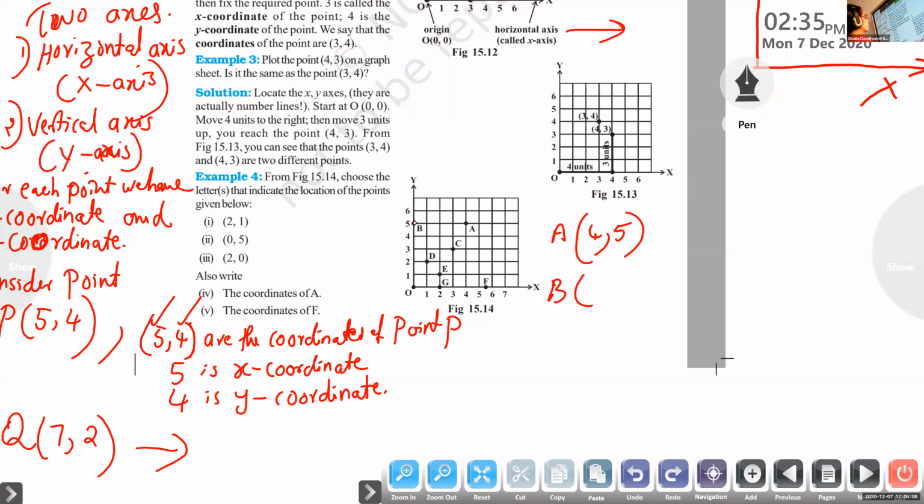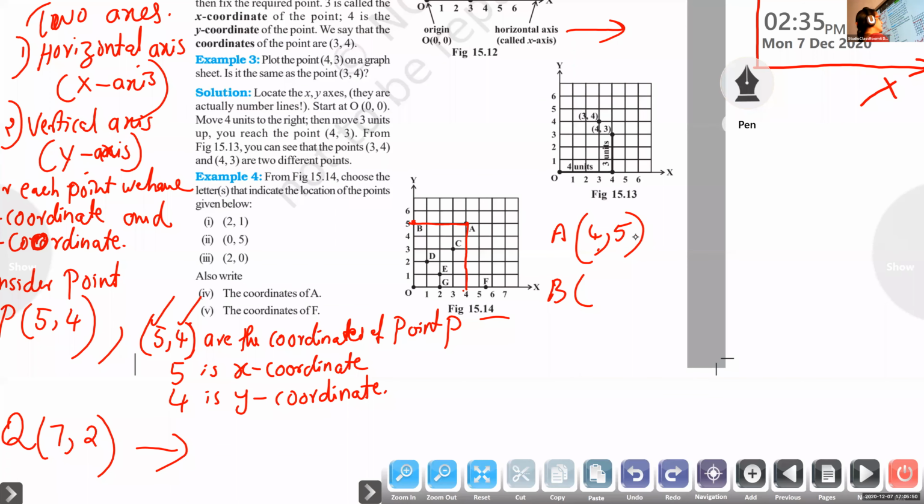Can you see this figure 15.14? Yes, ma'am. Here one point B is there. Did you see that? Yes, ma'am. What is its x coordinate? The coordinate corresponding to B on x-axis is what? 5. No, sorry, 5 is on the y-axis. Adikesh said A. For this point A, x coordinate is 4 and y coordinate is 5. So 4, 5 is the coordinates of A.